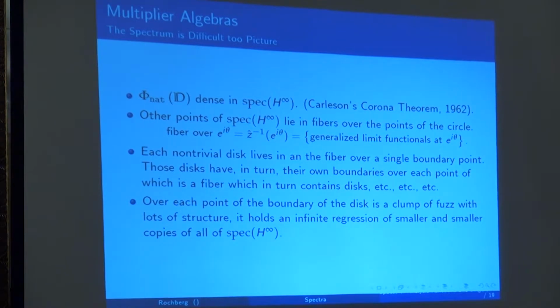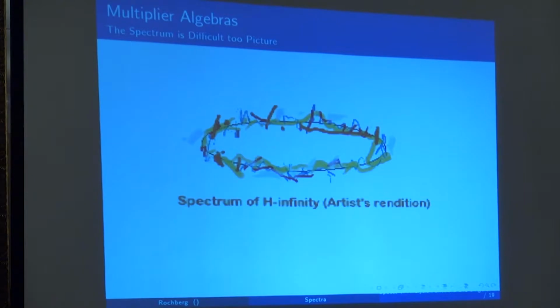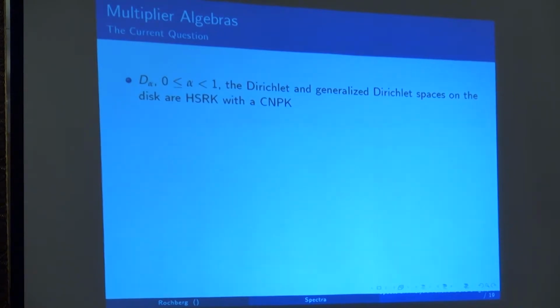And until yesterday, I thought we would be a little concerned about seeing a picture of this, but yesterday we saw pictures of a maximal ideal space, so we're much more comfortable with this. Here's what the maximal ideal space of H infinity looks like.